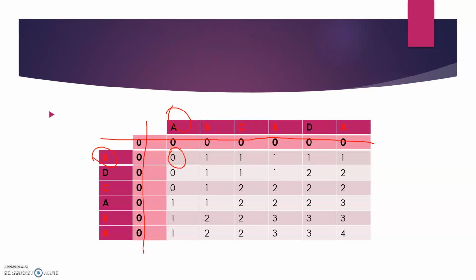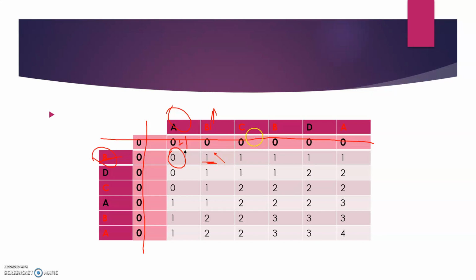In the next case, here b is matching with this b, hence it's a match. So we are going to map it from this diagonal. This diagonal element is 0, so the plus 1 of this 0 is 1. That element will come over here, so it is going to be 1.